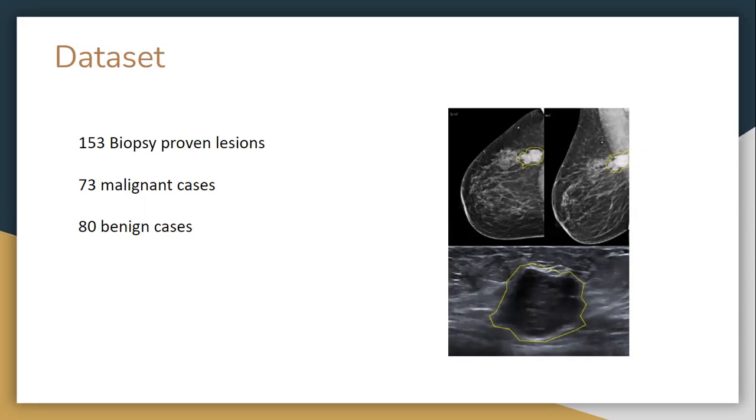So let's take a look at the data set. Here, there's no public data set, so they have created their own data set in which there are 153 biopsy-proven lesions, of which 73 are malignant and the remaining 80 are benign. As you can see in the image, on the left-hand side it's a mammography, and on the right-hand side it's ultrasound, and the segmented portion is the malignant region from both modalities.